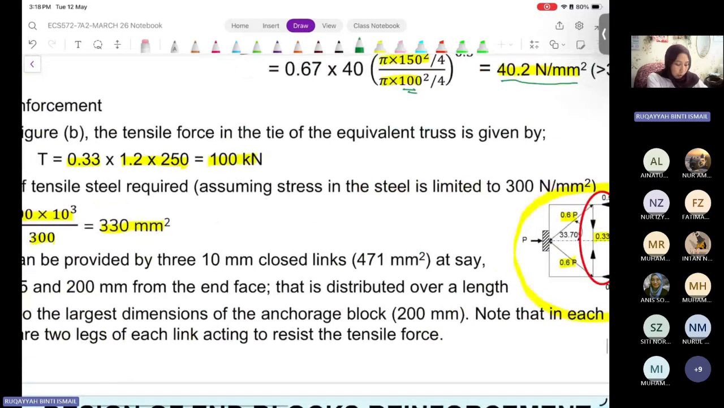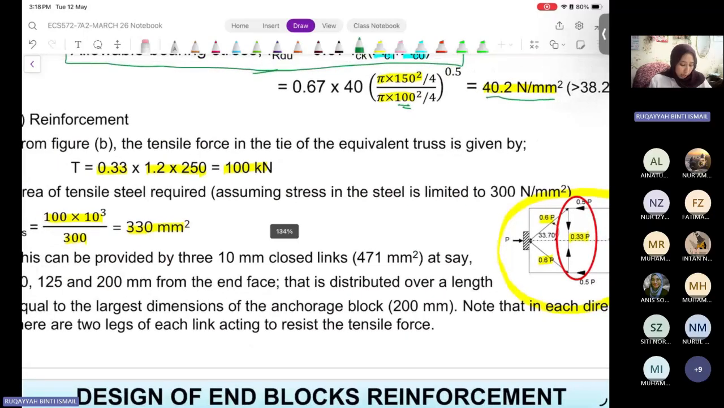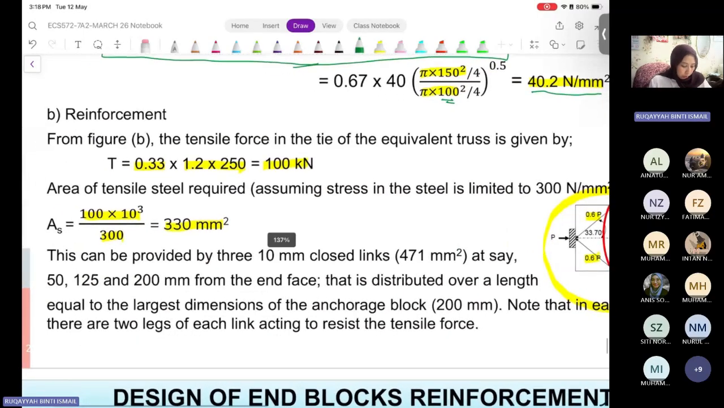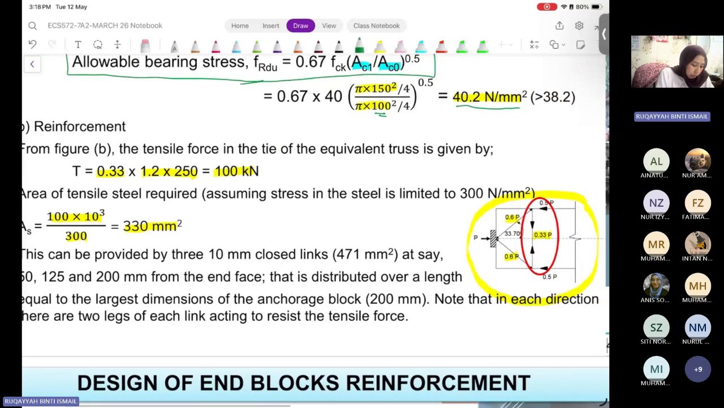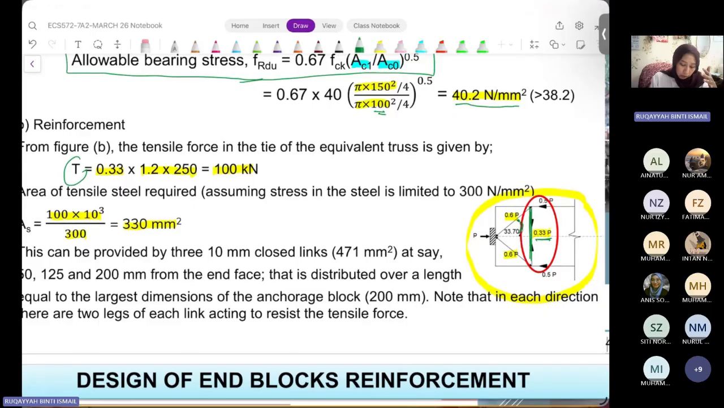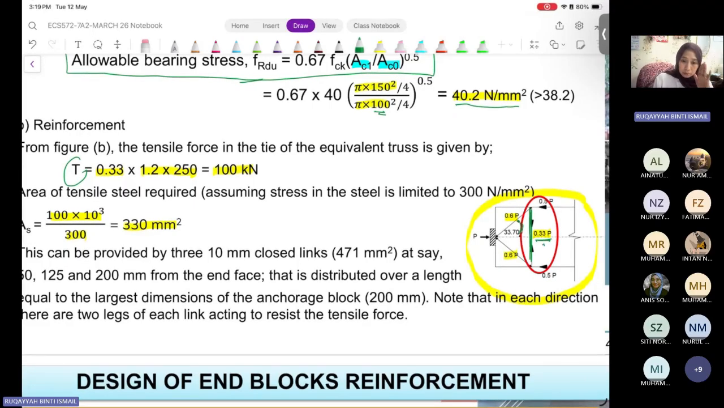Okay, we want to provide the tensile force in the tie with the equivalent thrust given. So technically, we can use this relationship whereby the tension force T is equivalent to 0.3. We can take this relationship because the link we are providing is vertical. By considering the crack that will happen, theta is around 33.7, and the resultant to provide the resistant force will be 0.33 P.